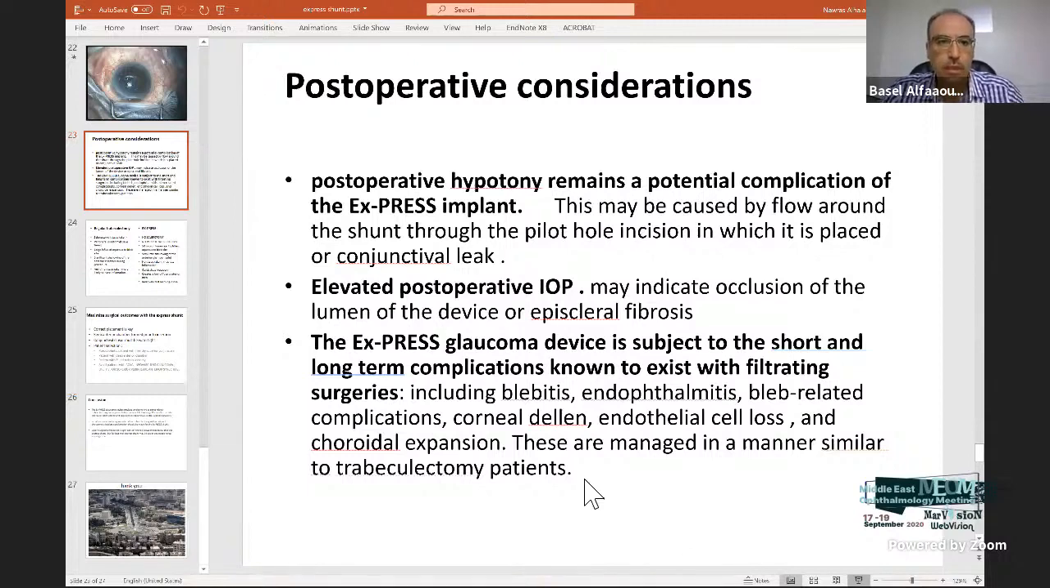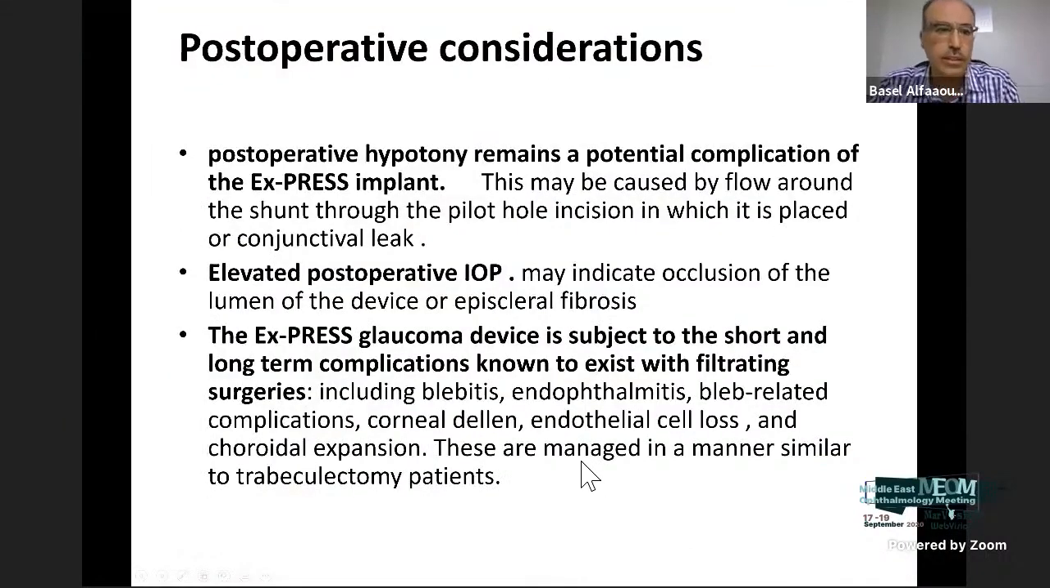So the postoperative considerations are the same as trabeculectomy. Hypotony remains a potential complication. This may be caused sometimes by flow around the implant, or loose sutures. Elevated postoperative IOP may be because of occlusion of the lumen of the device sometimes, or fibrosis, and the rest of the complications are the same as trabeculectomy.